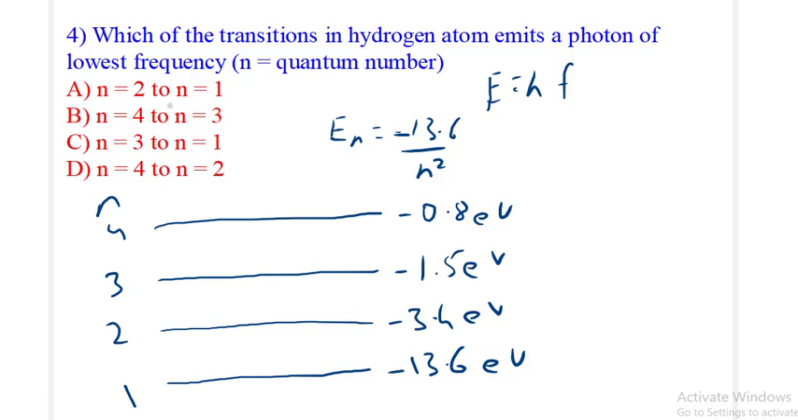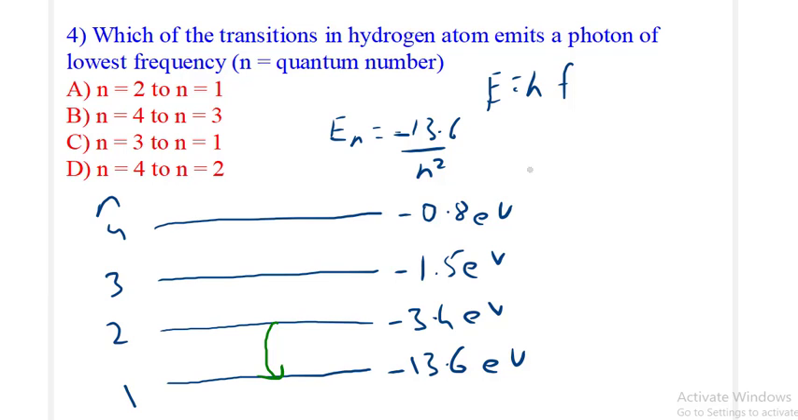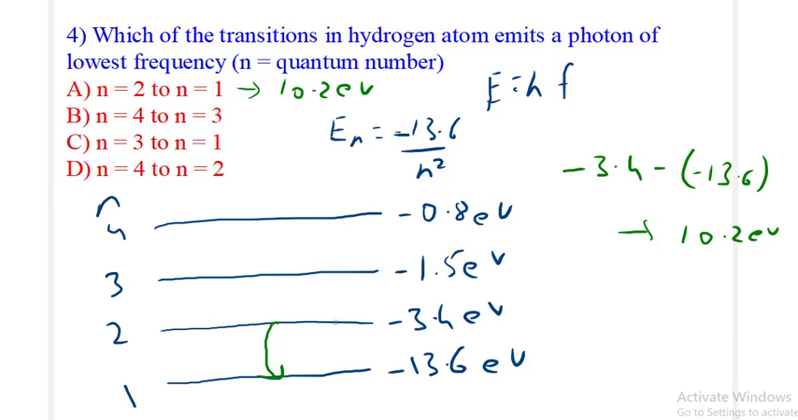So first we calculate from n equal to 2 to n equal to 1. When the electron jumps, we find the difference. So n2 minus n1: n2 is, for the first case, minus 3.4 minus of minus 13.6, so this comes out to be 10.2 electron volt. So this corresponds to 10.2 electron volt.